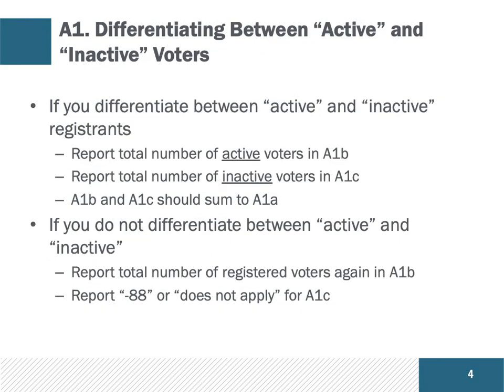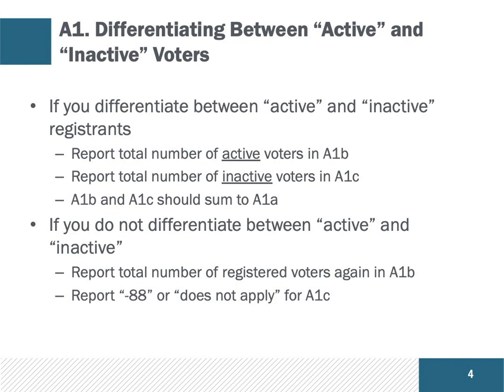Your jurisdiction might distinguish between active and inactive voters. Active voters have no additional processing requirements to fulfill before they can vote, while inactive voters require address verification before they can cast a ballot. If this distinction applies to your jurisdiction, then you will report the total number of active voters in A1B and the total number of inactive voters in A1C. These 2 cells should add up to the total number of registered and eligible voters you reported in A1A.